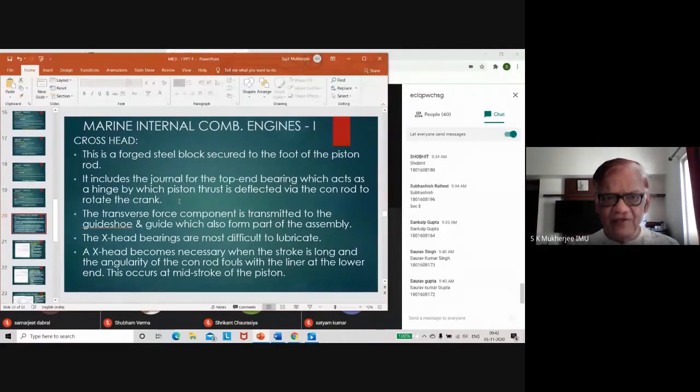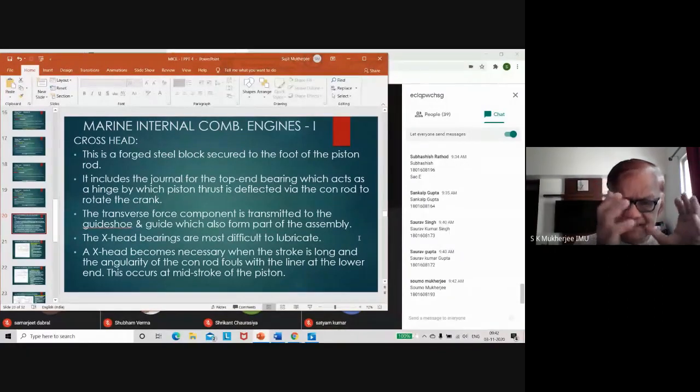All right, so that is what the purpose is and the constructional detail. The transverse force component is transmitted to the guide shoe and guide, which also form part of the assembly. So when you say crosshead assembly, it means the crosshead, the shoe, and the guide. These three components constitute the crosshead assembly.